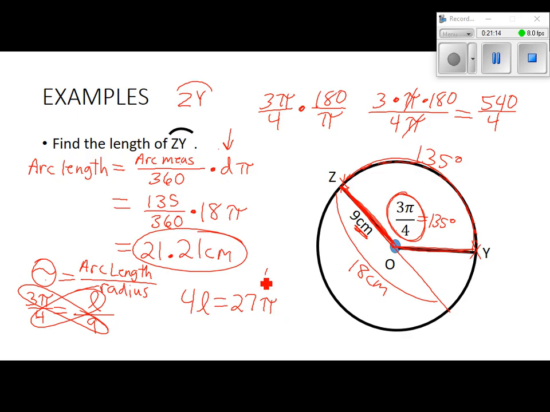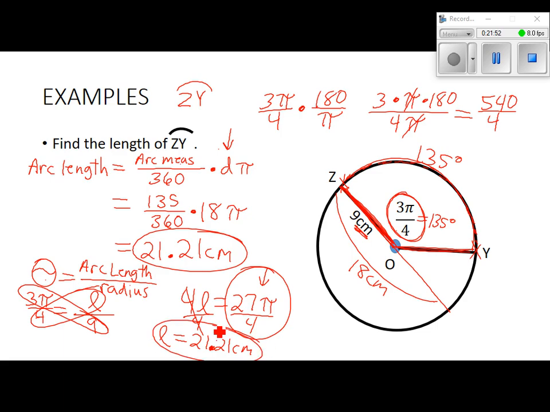I'm going to leave this in terms of pi for right now, because all we're going to do next is divide by 4. These cancel out and leave you with just L. And you can do all of this on your calculator. 27 times pi, then hit equals, then divided by 4, and I get 21.21, and our units are centimeters.